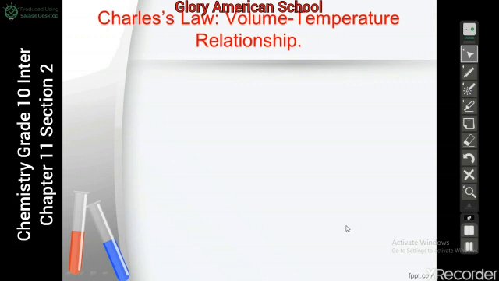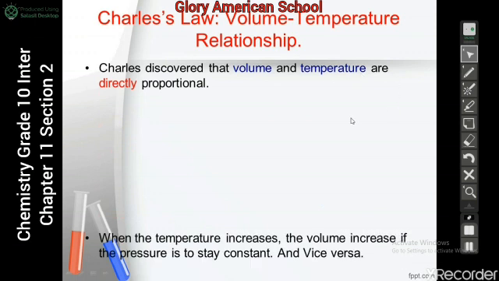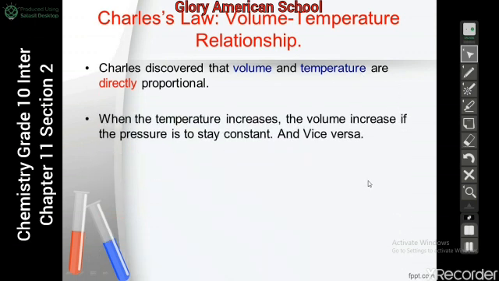Now we are going to study the relationship between two factors, the volume and the temperature. A scientist called Charles studied the relation between the volume and temperature, and he found that the volume and temperature are directly proportional. So when the temperature of the gas increases, the volume increases, and vice versa. The temperature decreases, the volume decreases.